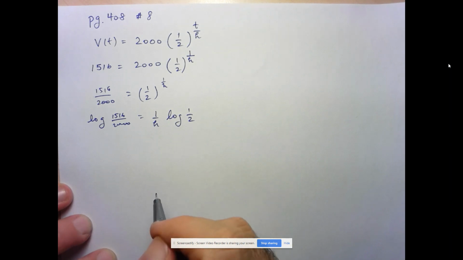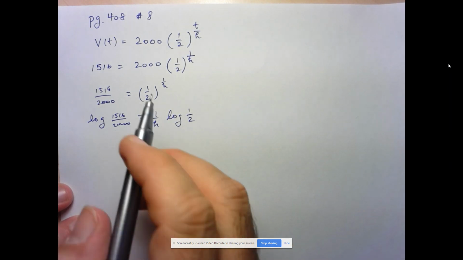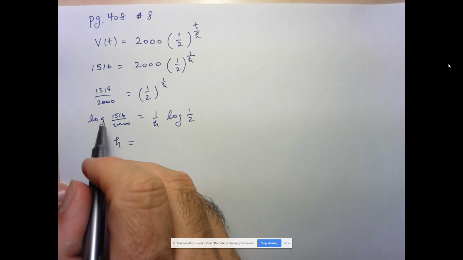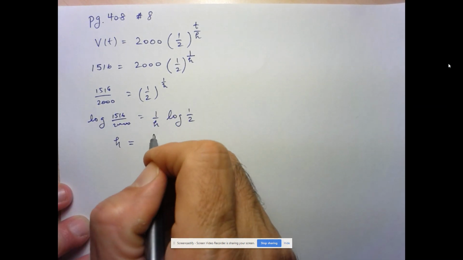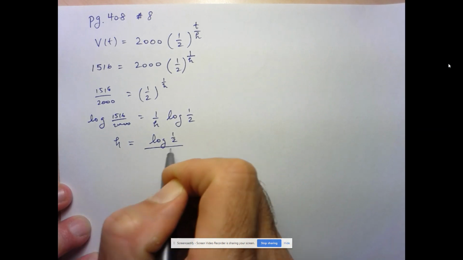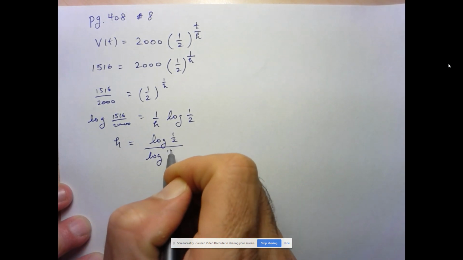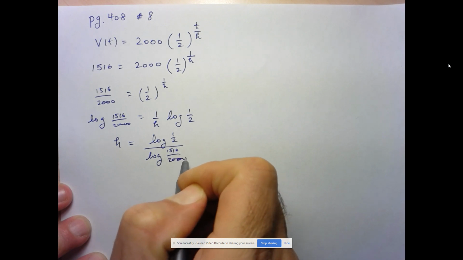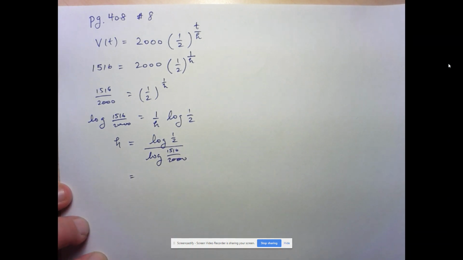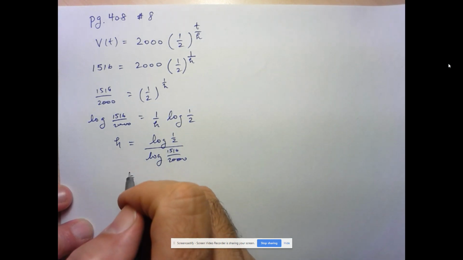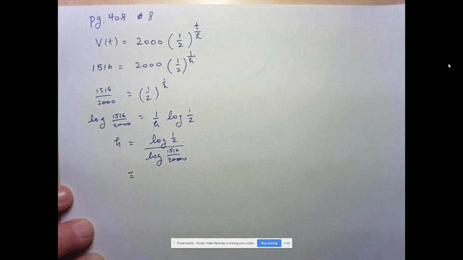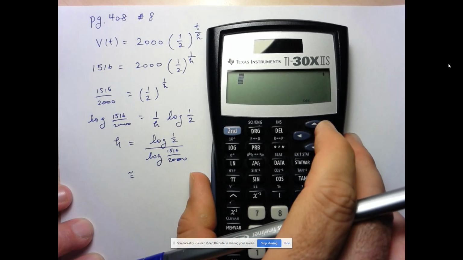So I'll just do that all in one step. And now I can solve for h. I'll just multiply it to the other side of the equation, and here I'm going to divide by this number on the other side. So I'm just left with log of 1/2 divided by log of 1516 over 2000. Keeping the numbers exact up until the end also helps me get a more accurate answer, so I'm not making approximations at every step. Okay, so let's put that in here.